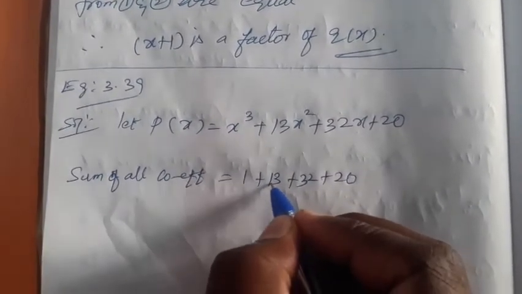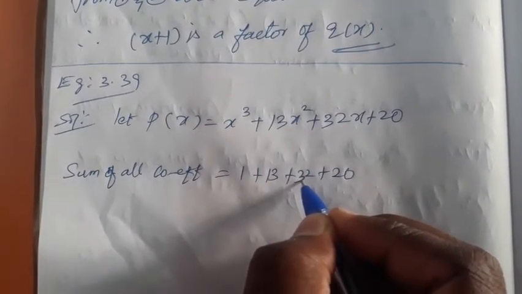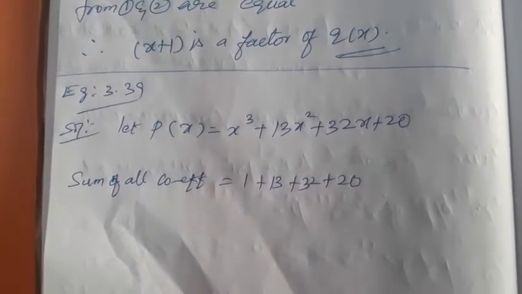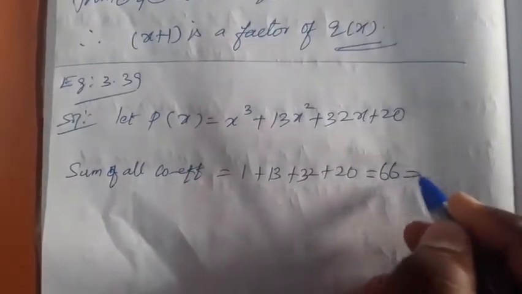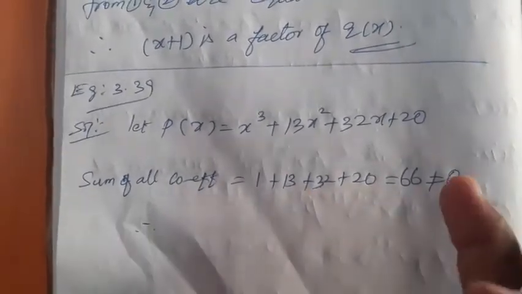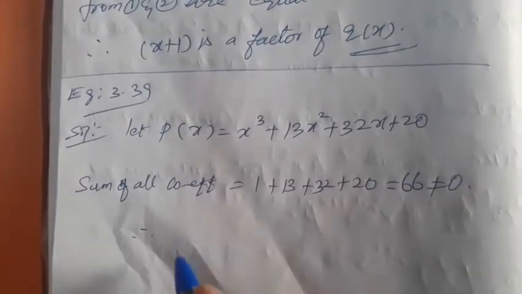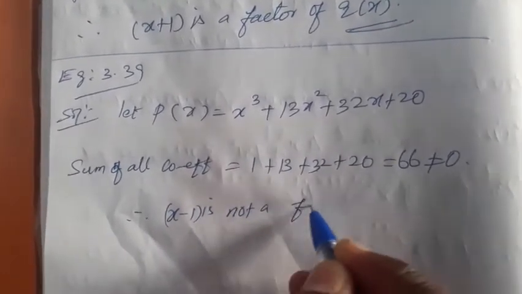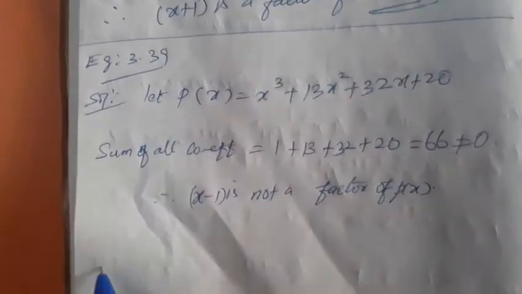1 plus 13 is 14. 14 plus 32 is 46. 46 plus 20 is 66. So this is not equal to 0. Therefore, the sum of all coefficients is not 0. If x minus 1 were a factor, the sum of all coefficients would be 0, but we didn't get 0. Therefore, x minus 1 is not a factor of p of x.